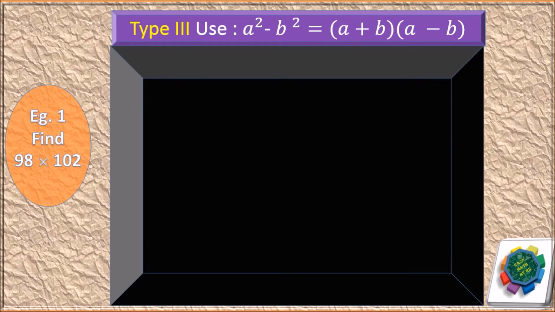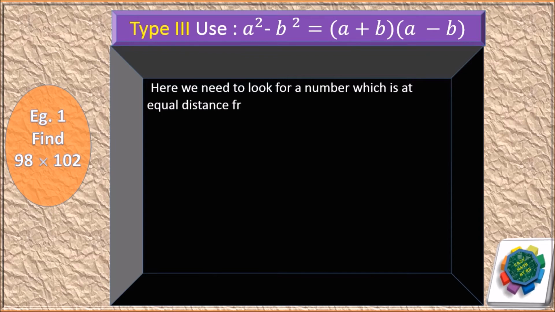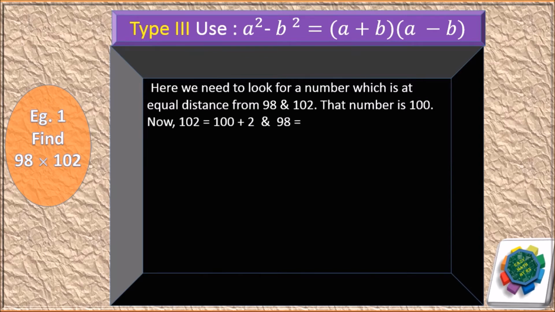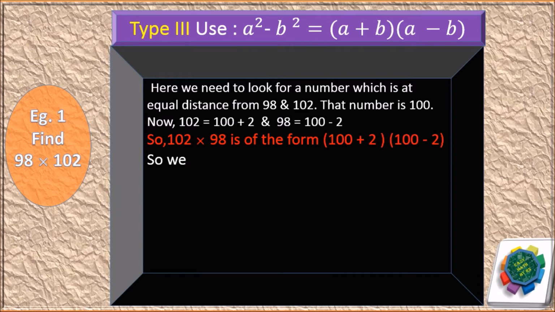Now let's understand the third identity, a square minus b square, with the example of 98 into 102. What we have to look for here is a number which is at equal distance from 98 as well as 102. That number is 100. 100 plus 2 is 102 and 100 minus 2 is 98. So we can express the given question in the form of a plus b into a minus b. Here a will be taken as 100 and b will be taken as the number 2.